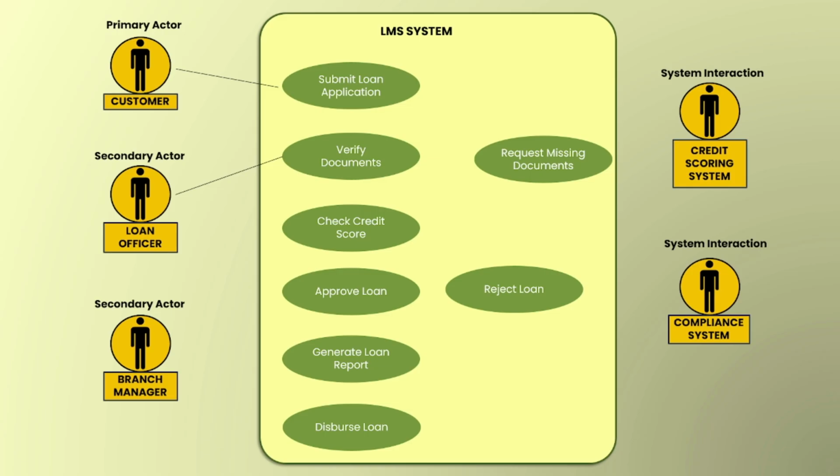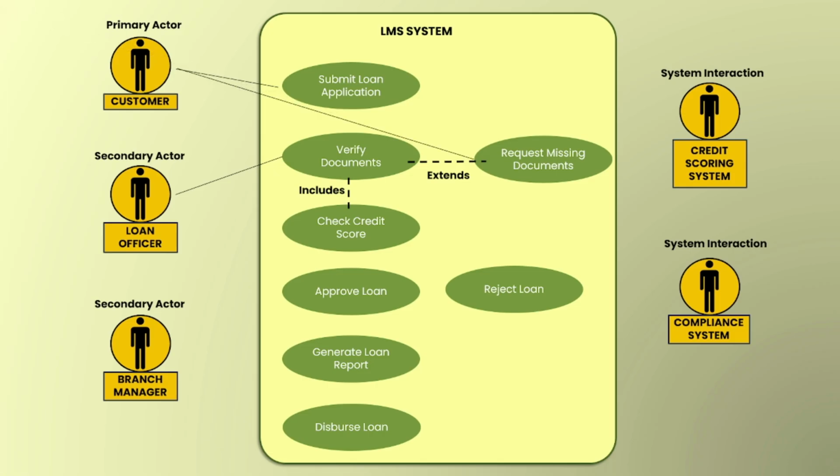Now here two possibilities are there, and on the basis of them two decisions might be taken. One is called extend, one is called include. Extend means that the documents are not as expected, so the system will not move forward to the next use case. Where is it going? It is going to request for missing document. So it will send the request for missing document to the customer.